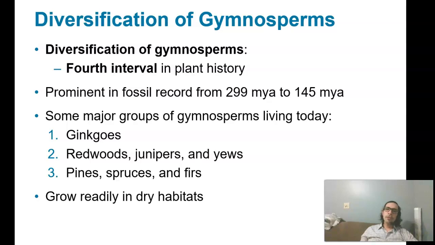And we have the diversification of gymnosperms in the fourth interval. Some of the major groups of gymnosperms that are alive today are things like ginkgos, redwoods, junipers, yews. Then we have the pines and the spruces. And these you can find readily in dry environments.